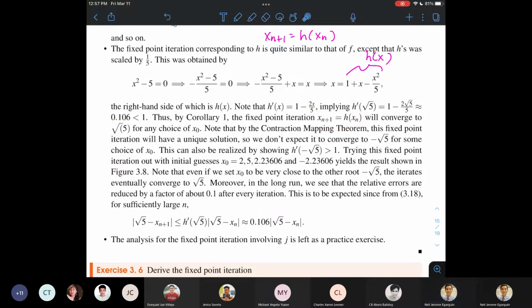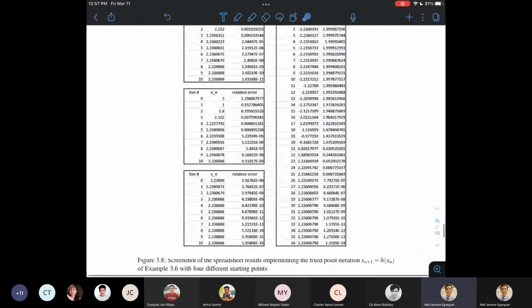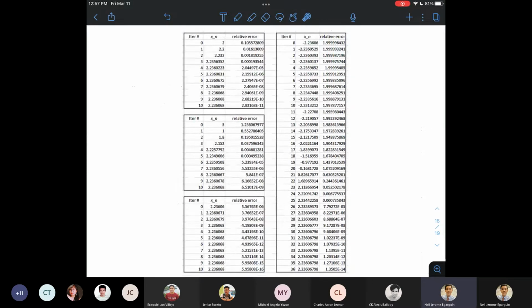Okay. However, if you compute for h prime of negative root 5, kasi nga ito pa yung isang root, yung derivative at negative root 5 will have value greater than 1. So, ibig sabihin, hindi siya magko-converge kay negative root 5. So, makakagawa ka lang ng isang fixed point iteration that will converge to root 5. Kasi nga, hindi niya kayang mag-converge kay negative root 5 kasi ang derivative at negative root 5 ay greater than 1.